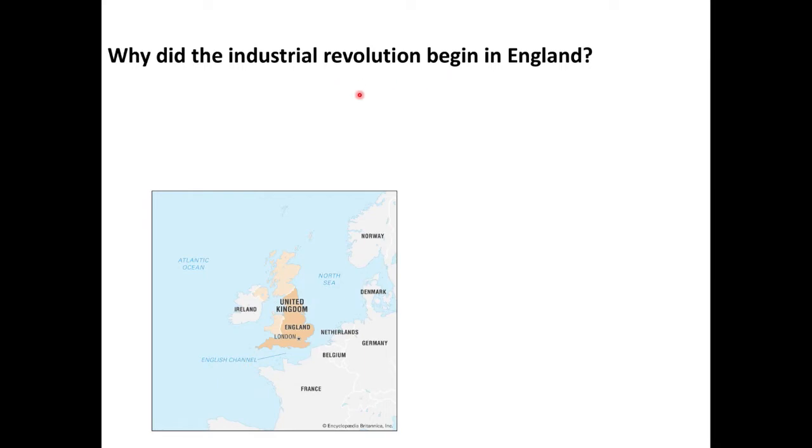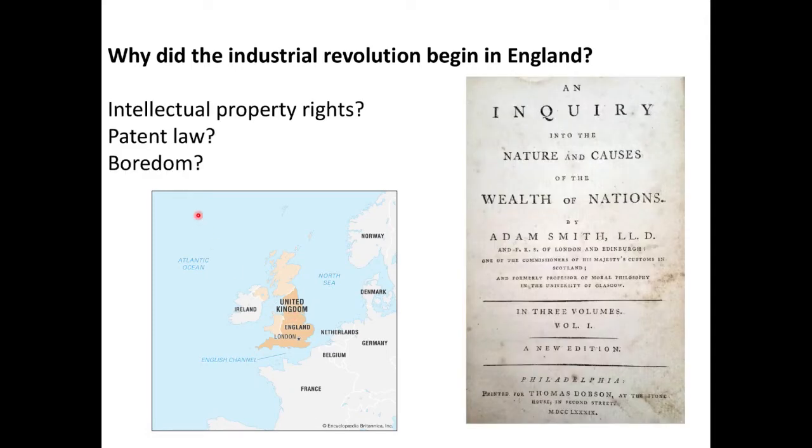So why did the Industrial Revolution begin in England, if you had to pick any country? We know that it started in England, and among the reasons is that England had what we today on some level take for granted, but we know are well codified in law, intellectual property rights and patent law. So there are fantastic books about this, and I highlight one here on the right, a classic book by Adam Smith called The Wealth of Nations, or the formal title, An Inquiry into the Nature and Causes of the Wealth of Nations.